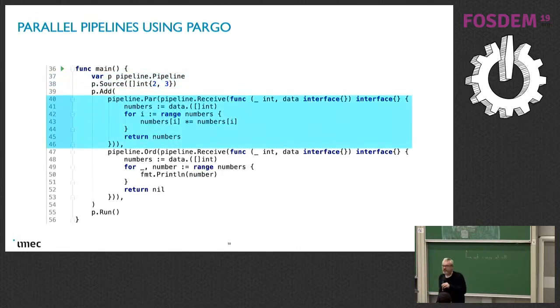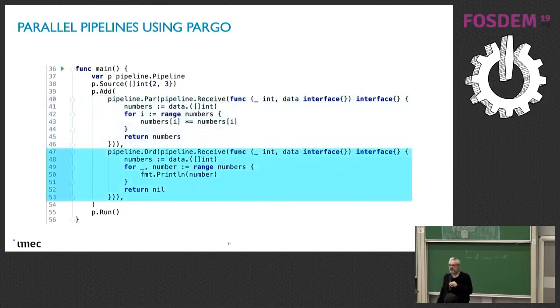Then you can add stages. The first stage is a parallel stage. It receives a batch of numbers. It's hidden behind an interface because that's the only way in Go to declare something generic. It unpacks that data into a slice of numbers, then modifies this in place to build a square for each number. And then the next stage is an ordered stage.